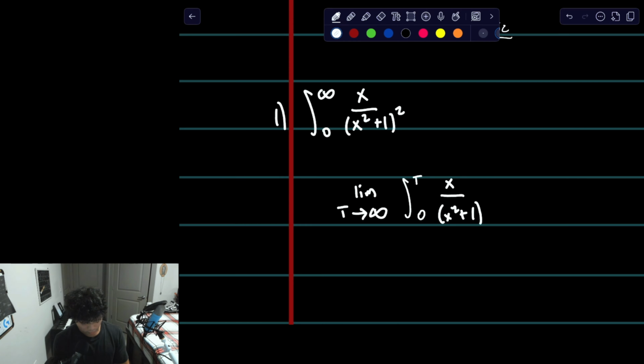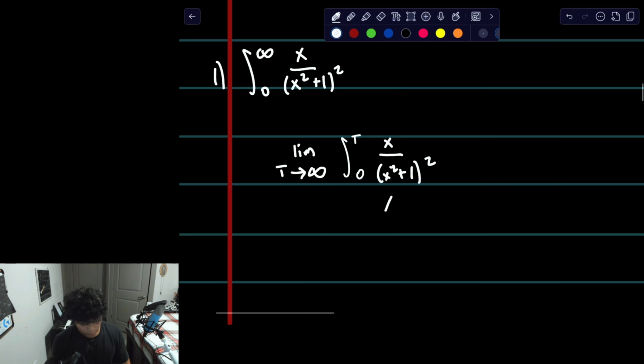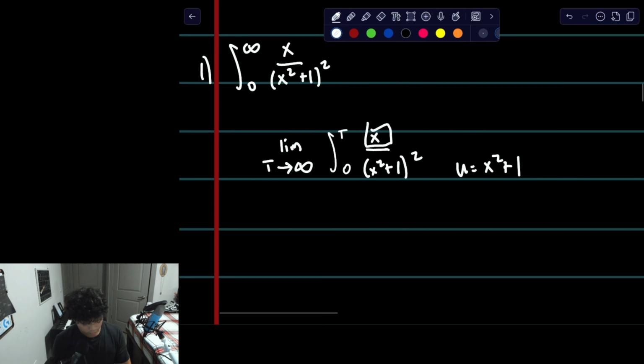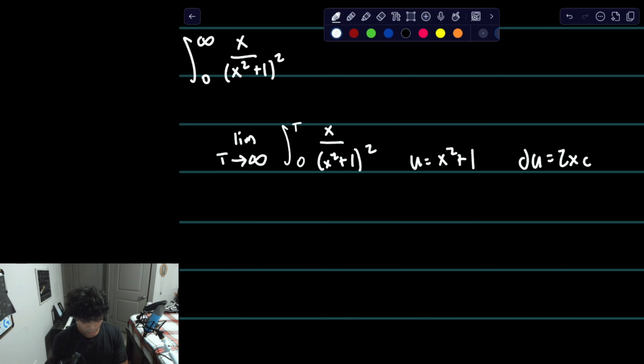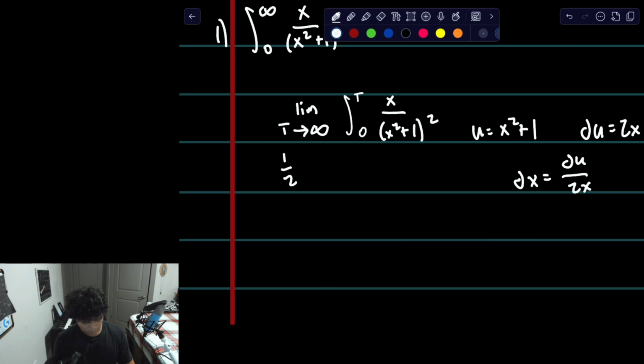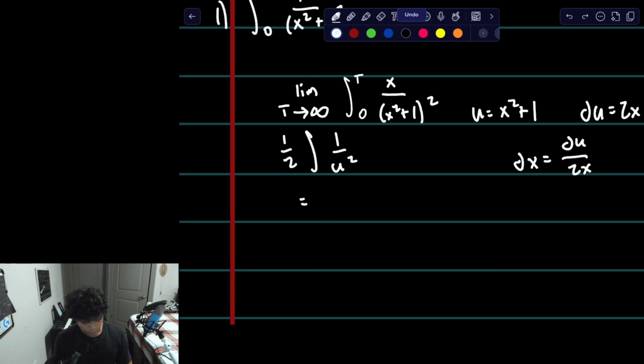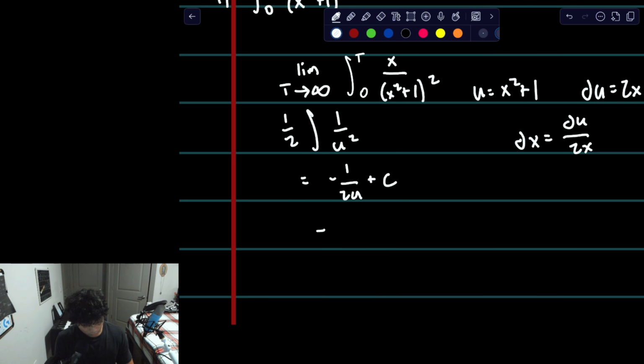And then the inside of the integral stays the same, which we can just further evaluate using u substitution, making our u x squared plus 1, so we can cancel out the x on the numerator, making our derivative 2x dx, and then making our dx equal to du over 2x. And assuming y'all know how to do u substitution, we'll take out the 1/2 and set it to 1 over u squared, which will then integrate to negative 1 over 2u plus c. And then we can substitute back our u.